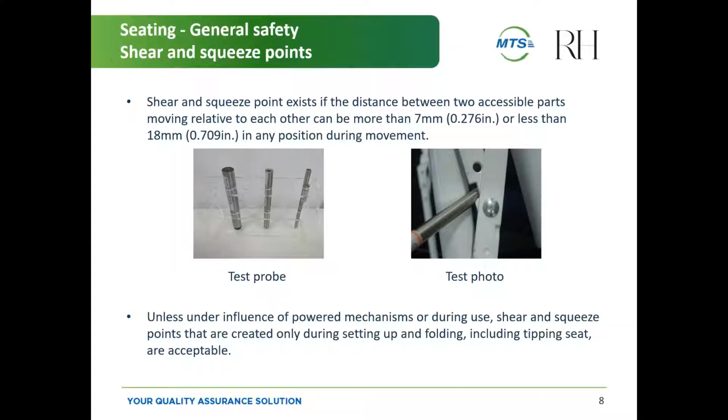Shear and squeeze points will exist in many of these items. And if the distance between the two accessible parts can be more than 7 millimeters or less than 18 millimeters during any movement, it will be an issue. You can see here we have an image of the test probes. And then you can see on the right-hand side, they put the test probe inside of the area where there is potentially a pinch point to determine. And unless under the influence of a powered mechanism or during use, these shear and squeeze points that are created should be checked, and only if they're present during setup and folding will they be allowed.